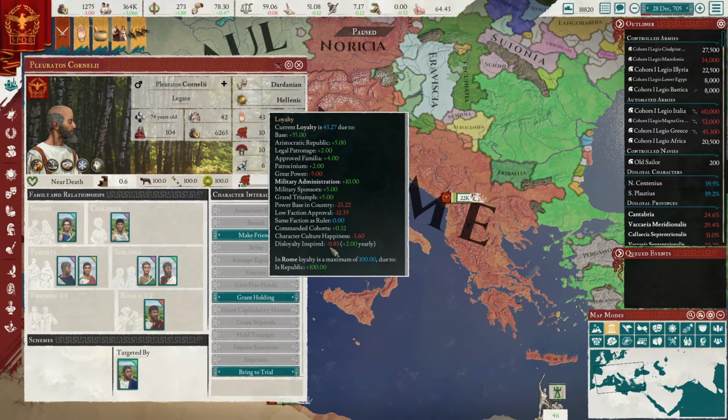As you can see, the single biggest thing is the power base in country. The more powerful somebody in your country is, without ruling the country, the less loyal that person's going to be. Because why should he be? So if you let one character, one politician, one legion leader, one legate get a lot of power, that's where you're going to start having problems with loyalty.